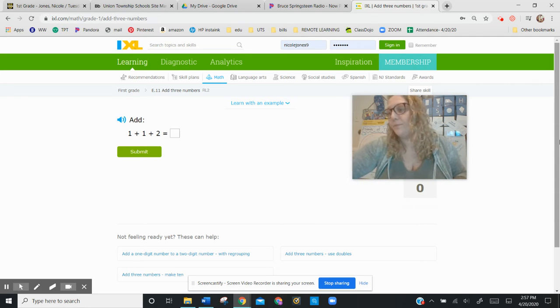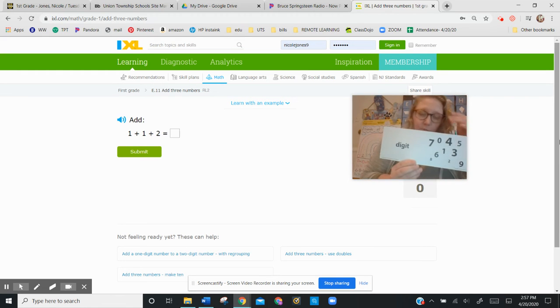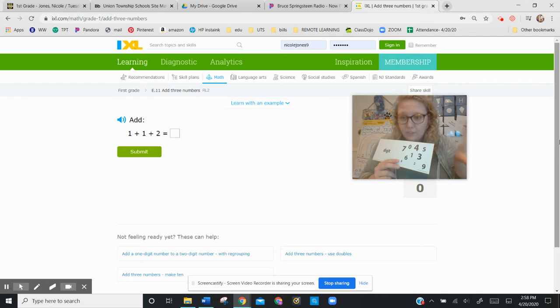Another vocab word are our digits. Okay, we talked about this as well. A digit is any of the symbols 0, 1, 2, 3, 4, 5, 6, 7, 8, or 9. So we have numbers that have two digits, like the number 12 has two digits. And this number is just one digit, like 3. So we're going to be using different digits to add. And we can also call those add-ins.